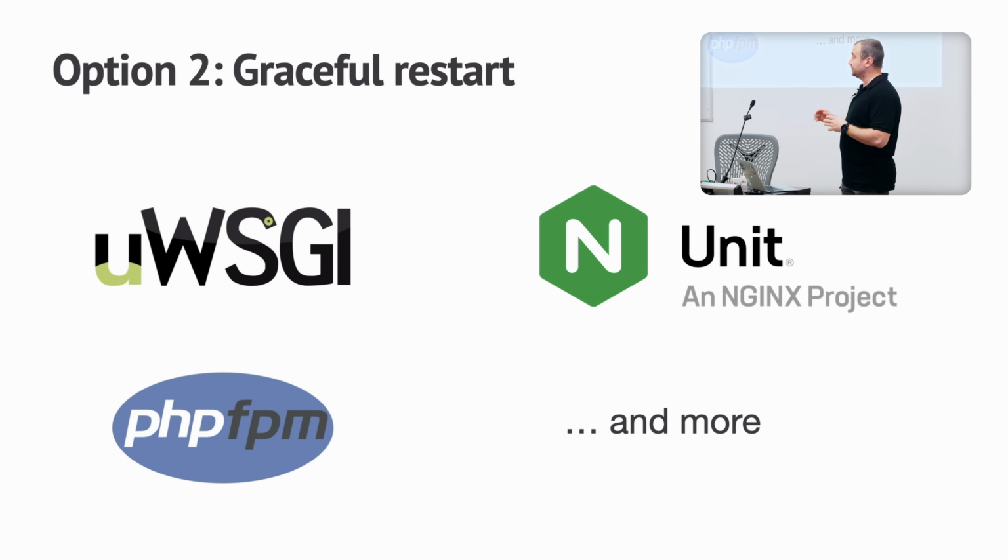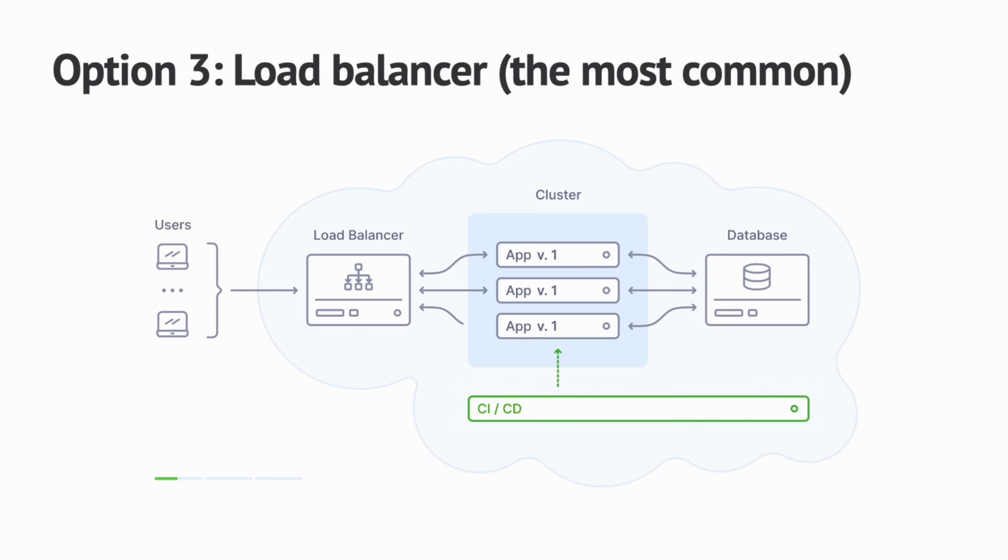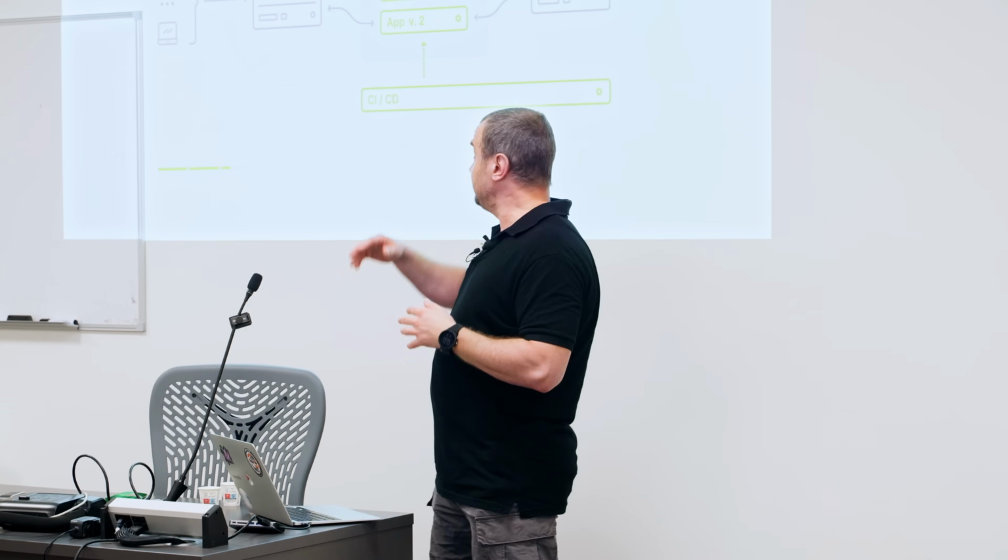Some application servers support graceful restart, namely uWSGI, NGINX Unit, PHP-FPM, etc. Basically, we can send a special command to the application server and they will do their best to reload the application code without losing any HTTP requests. But arguably the most common way of dealing with this is with a load balancer. So here we have multiple application instances behind the load balancer, and we just replace them one by one, excluding them from the balancer, upgrading, and putting back.